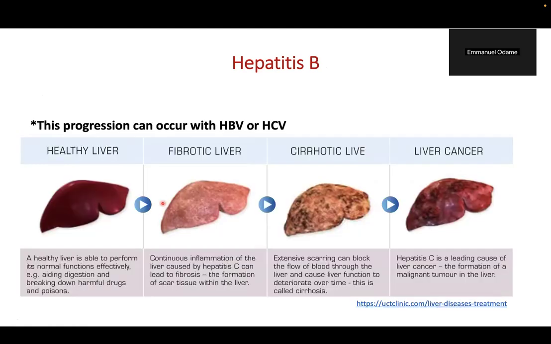And this is a progression that can occur with HBV or HCV. You have a healthy liver, and then when you get infected with any of these viruses, it leads to a fibrotic liver, and from there you move to a cirrhotic liver, and then eventually you land in the liver cancer zone, which is mostly a fatal zone if you don't get a liver transplant.